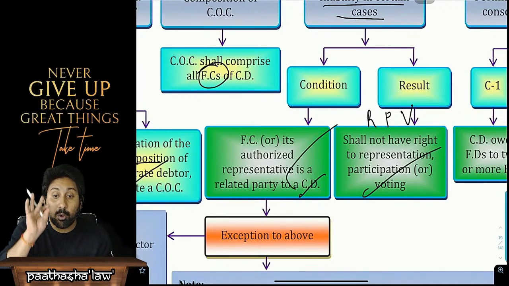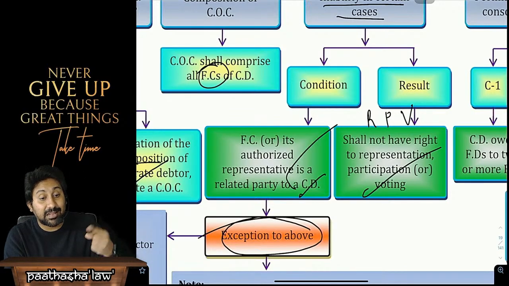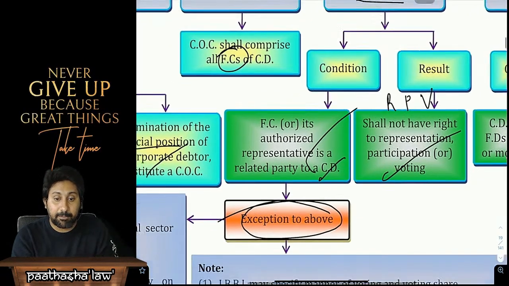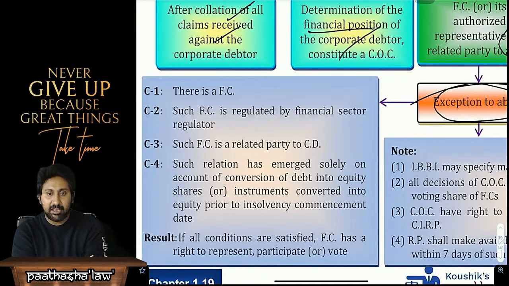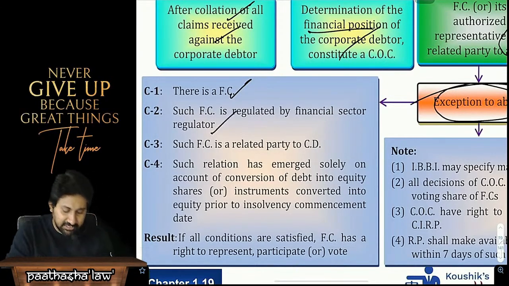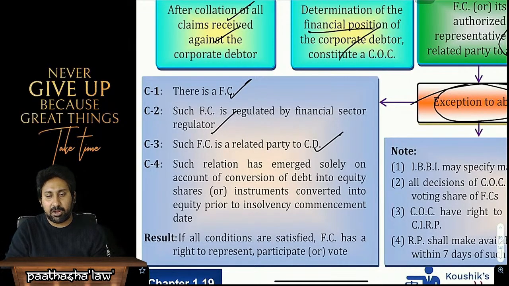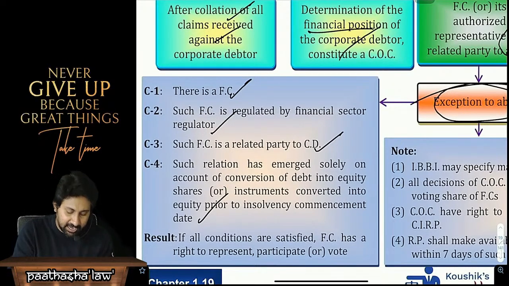However, there is an exception to this. That means even if a financial creditor is a related party to the corporate debtor, voting chance will be given provided these conditions are satisfied. What are these? Let's see. There is a financial creditor. Such a financial creditor is regulated by a financial sector regulator. Such a financial creditor is a related party to the corporate debtor. Such a relation has emerged solely on account of conversion of debt into equity shares or instruments convertible into equity prior to the insolvency commencement date. If all the conditions are satisfied, the FC has a right of RPV.